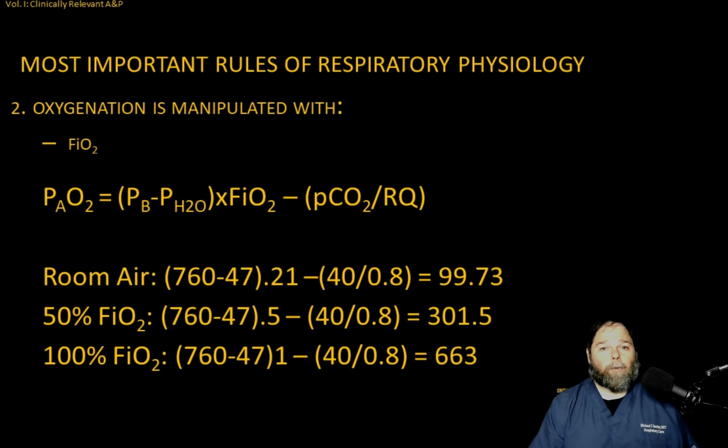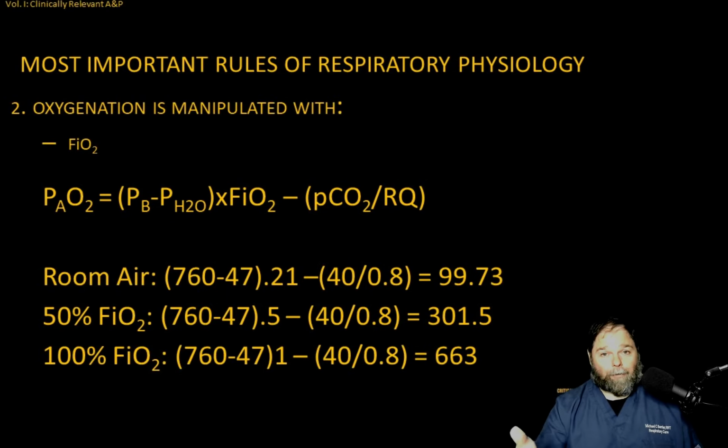So we're going to divide 40 by 0.8, which is going to give us 50. So if we take 149 minus 50, that's going to give us 99.7. Again, ballpark. Now this number is interesting because whenever you're learning all your normal lab values, like your normal blood gases, one of the things you're going to learn is a normal PO2, arterial partial pressure of oxygen. You're going to learn that number is usually about 100.